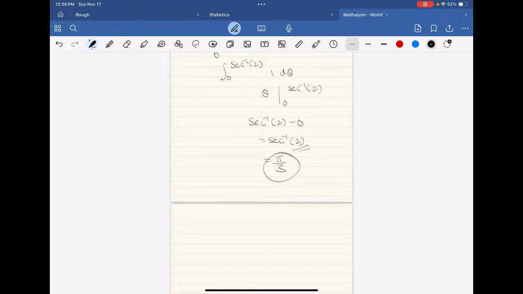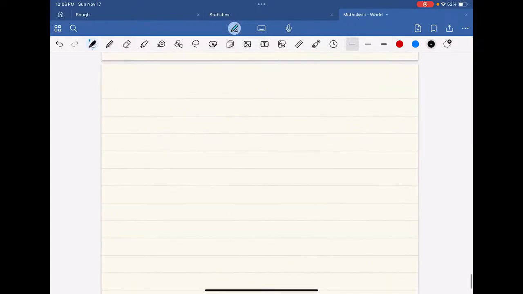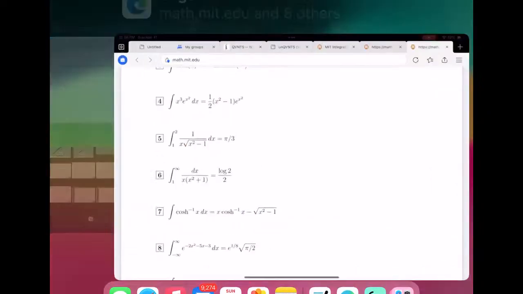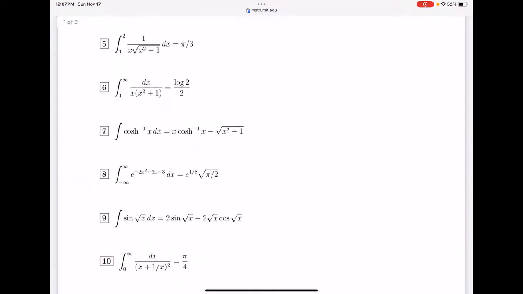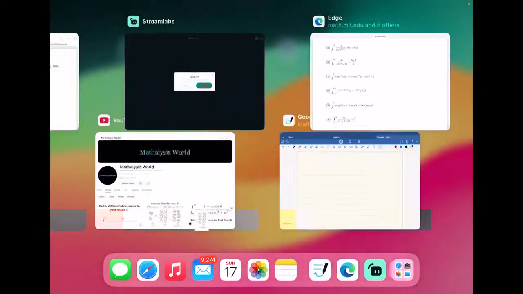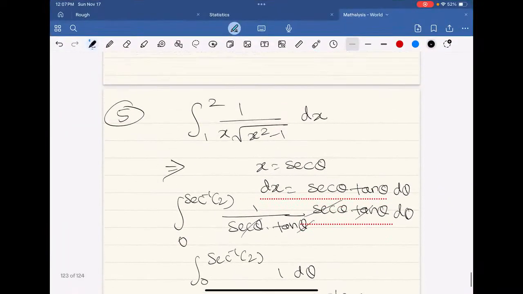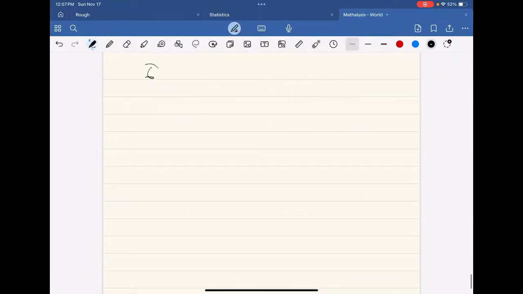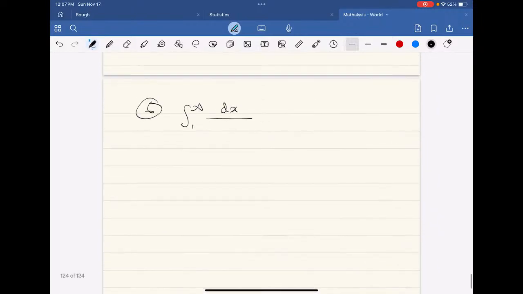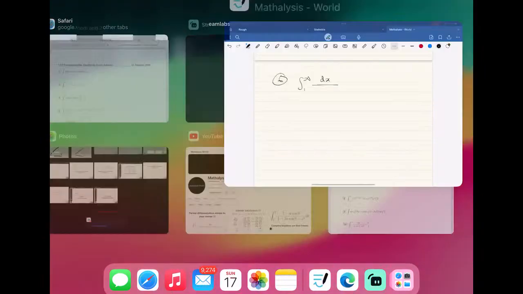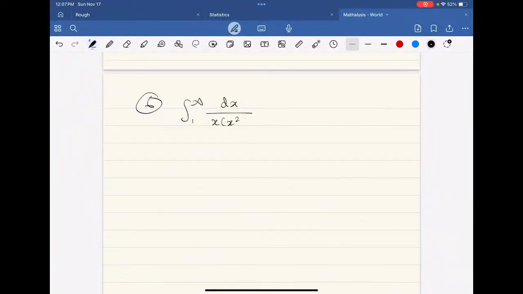Now let's go to the next question. Question 6 is the integral from 1 to infinity of dx by x times x square plus 1. Question 6, this was 5, right? 6 is the integral from 1 to infinity of dx by x times x square plus 1. Now how do we solve this one?